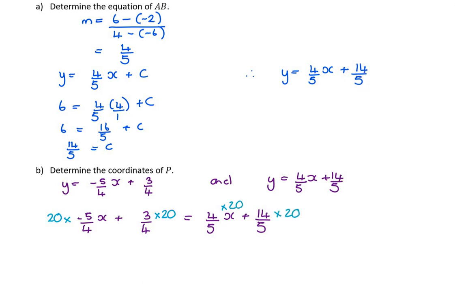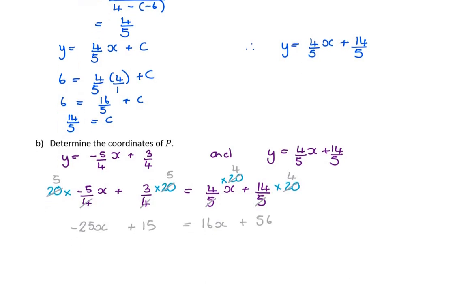Now, I'm not too sure how rusty we are, but what we say is well, 4 goes into 20 5 times. So this actually becomes negative 25x, because 5 times negative 5 is negative 25. Then 4 goes into 20 5 times, so this becomes plus 15. 5 goes into 20 4 times, so this becomes 16x. And 5 goes into 20 4 times. And 4 times 14 is 56.